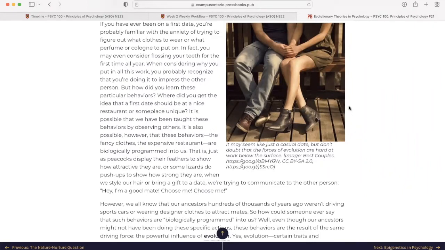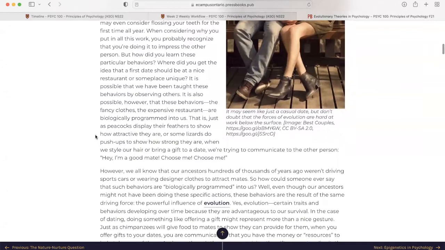It is possible that we have been taught these behaviors by observing others. It is also possible, however, that these behaviors, the fancy clothes, the expensive restaurant, are biologically programmed into us. That is, just as peacocks display their feathers to show how attractive they are, or some lizards do push-ups to show how strong they are, when we style our hair or bring a gift to a date, we're trying to communicate to the other person, hey, I'm a good mate.